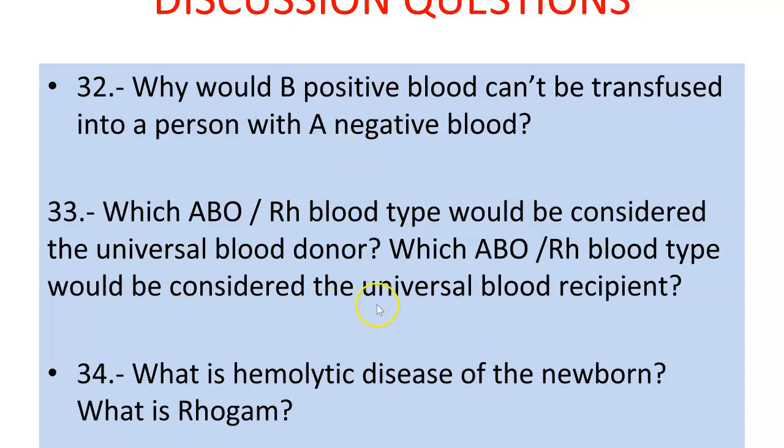And you should know what is hemolytic disease of the newborn, which is the condition that arises from an Rh negative mother carrying an Rh positive fetus. And RhoGAM is the anti-D antibody given to the mother to prevent her immune system from developing her own anti-D antibodies.